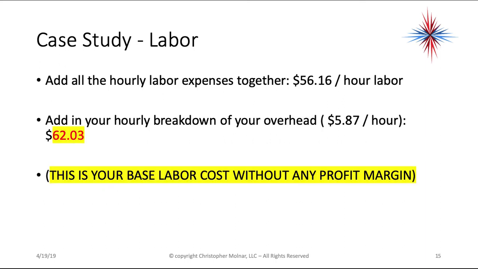Add all of these hourly labor expenses together, you come up with a $56.16 per hour labor cost. Add in your hourly breakdown of your overhead from our overhead calculations, that's $5.87 per hour. So your labor cost without profit margin is $62.03.